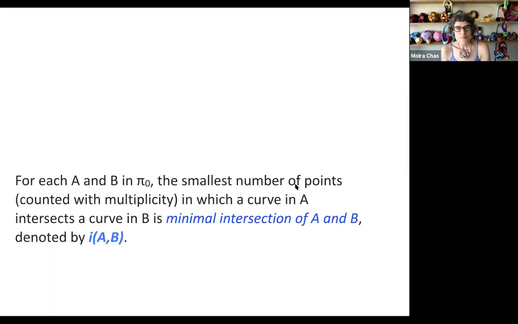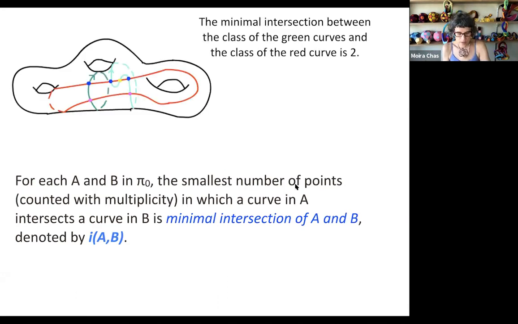So let me just try to relate this with the intersection of curves on surfaces. Let me remind you that if you have two free homotopy classes of curves, the intersection of the free homotopy classes is the smallest number of points in which representatives of the classes can intersect, and you always request that they intersect in transversal double points.